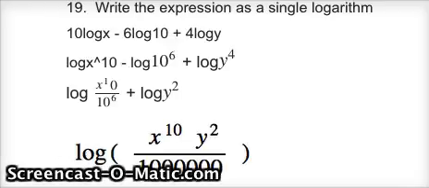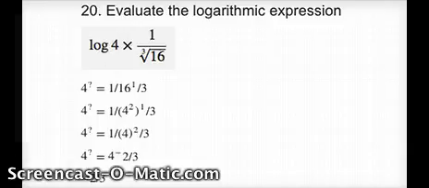over 1 million. Okay, so the next problem is number 20, and here it wants you to evaluate the logarithmic expression. The expression is log 4 and 1 over the third root of 16. So what you're going to do first is change it to logarithmic form and make the cubed root into an exponent, so you end up with 4 to the something power equals 1 over 16 to the 1/3 power. And then you're going to simplify 16 to 4 squared.